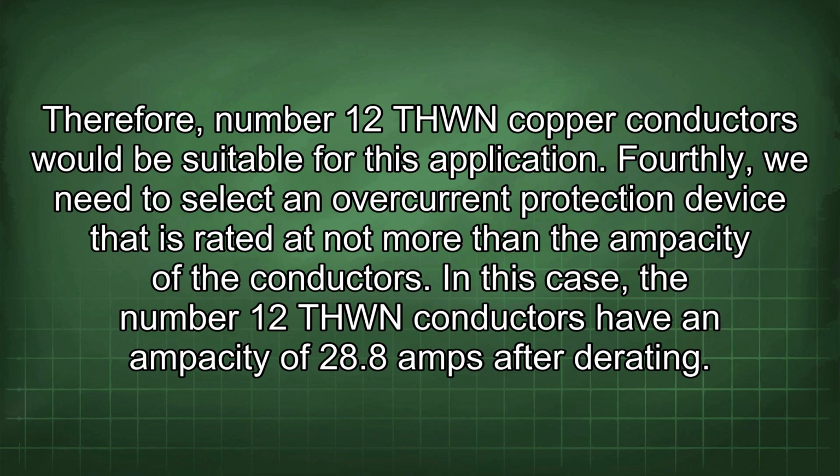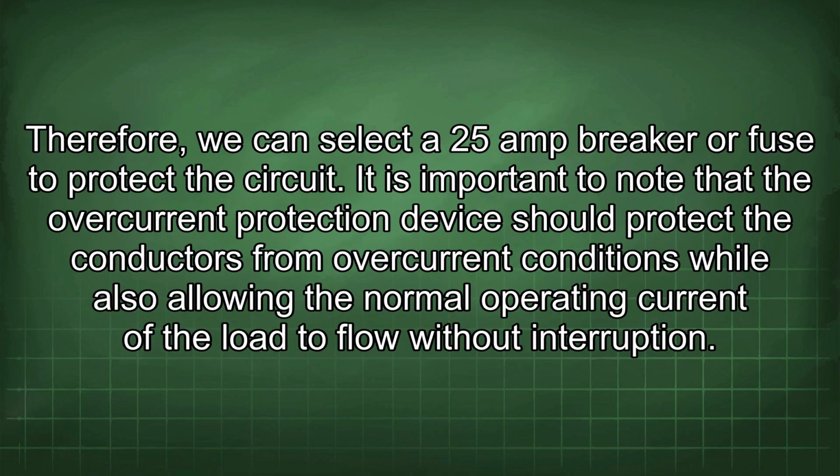Fourthly, we need to select an overcurrent protection device that is rated at not more than the ampacity of the conductors. In this case, the number 12 THWN conductors have an ampacity of 28.8 amps after derating. Therefore, we can select a 25 amp breaker or fuse to protect the circuit.